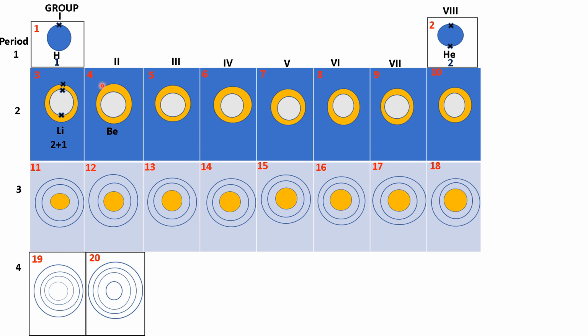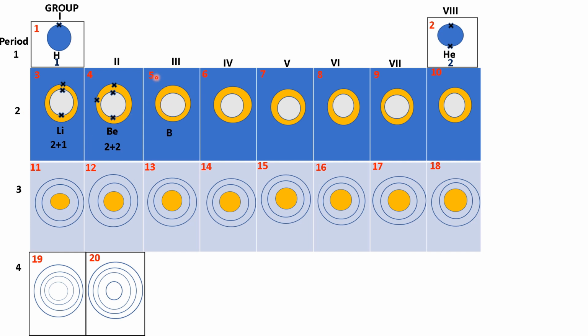Next, the beryllium atom. Atomic number 4. We distribute 4 electrons. The first shell is filled with 2 electrons and the second shell is filled with 2 electrons, 2 plus 2. Here the outer shell has 2 electrons, so beryllium is present in group 2. These are the valency electrons. And we have 2 shells, so beryllium is present in period number 2.